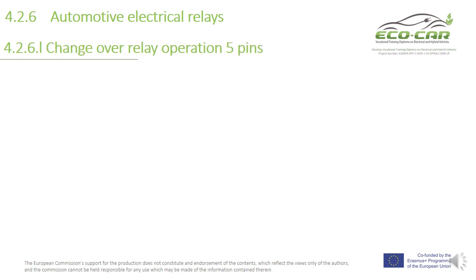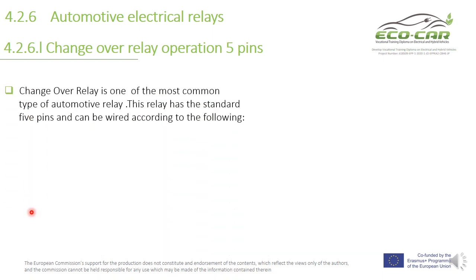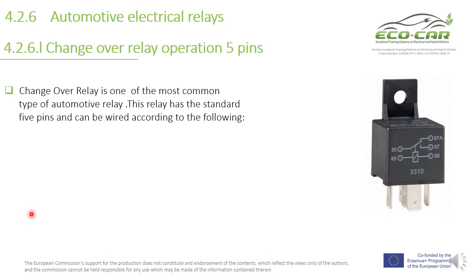Changeover relay operation, 5 pins. The last slides we were talking about operation of 4 pins, and now about 5 pins. Changeover relay is one of the most common types of automotive relay. This relay has the standard 5 pins and can be wired according to the following. This is the shape of the 5-pin relay, as you see here. 85, 86 the coil, and 30 and 87A, 87 the contacts.